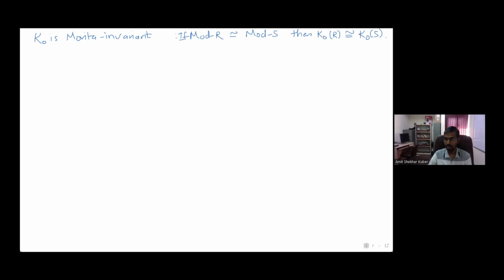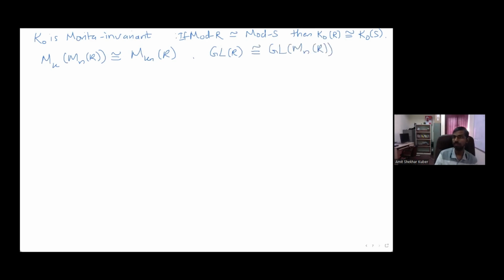Well, you use this. You have to first see, for example, this mk over mnr is the same as. Then a similar result you can also say for GL. You can also conclude in a similar way that GL of R is the same as GL over MNR. Then Idem of R is isomorphic to Idem of MNR.